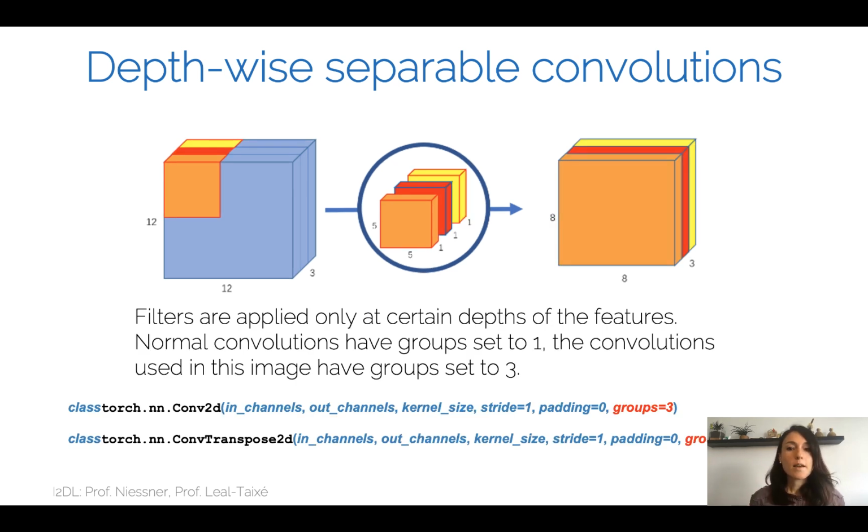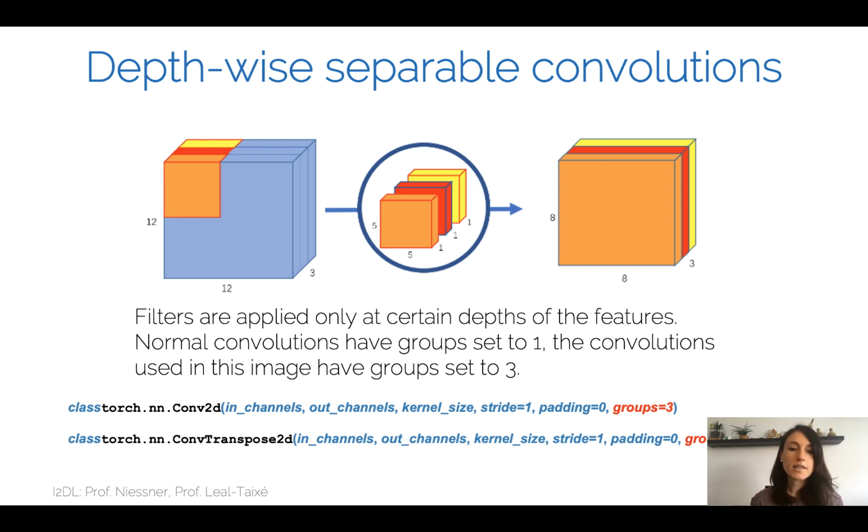With depth-wise separable convolutions, what I have is a filter which is specifically applied only to a certain depth of my input feature map. So in this case, if I have a depth of 3, I can have, for example, 3 filters, the orange, the red, and the yellow, each of them applied to one particular channel of the input. And that filter is only going to be applied on that channel.